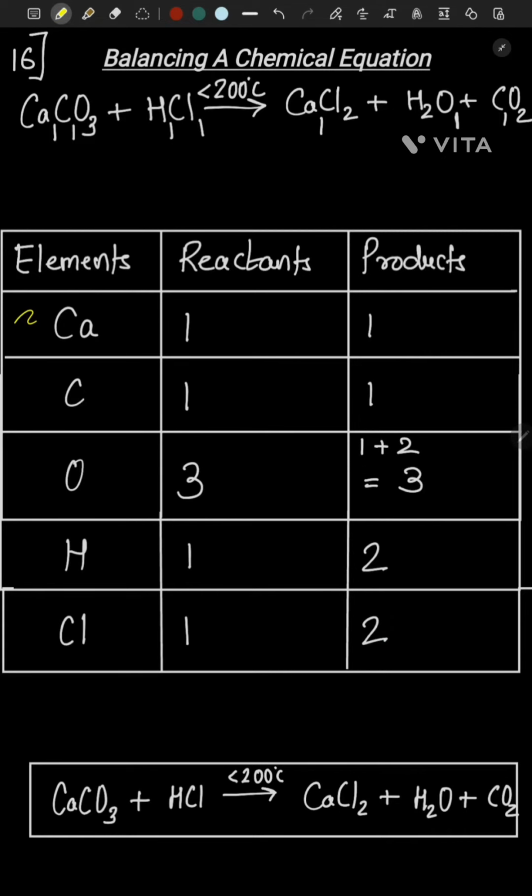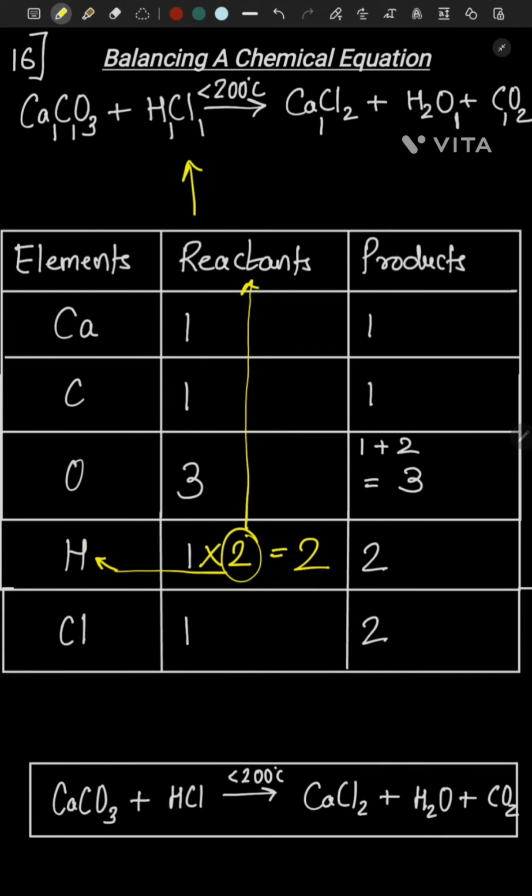Let's check. Calcium is already balanced with 1 and 1. Carbon is also balanced with 1 and 1. Oxygen is also balanced with 3 and 3. Hydrogen is not, and chlorine is not balanced. We will have to balance these two first. We all know it is very easy to make the change. As we have hydrogen 1, I'll just multiply it with 2 and I get 2. So I am multiplying 2 to which element? Hydrogen. On which side? On the reactant side.